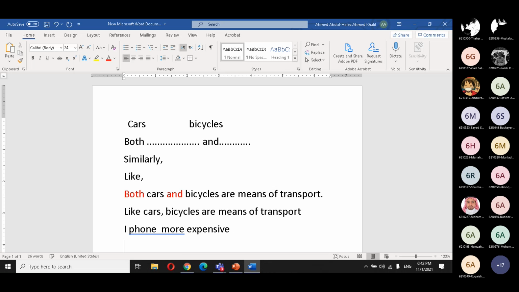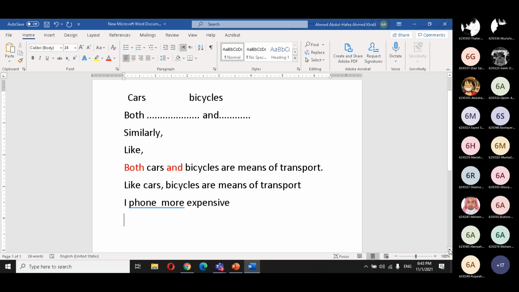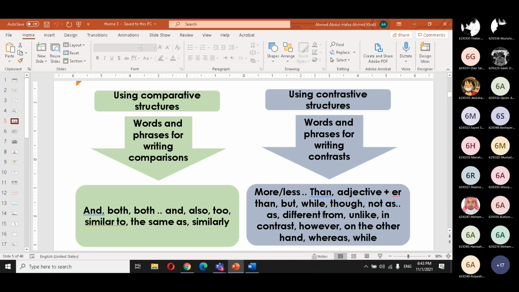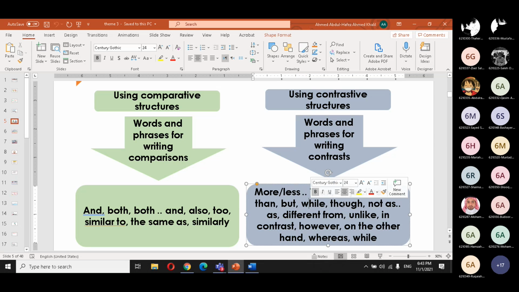Even when you use ER, for example, when you say a bicycle is cheaper than a car, if you use ER when you compare, this means that two things are different. They're cheaper, so they are different. Also, you can use but, while, although, however.